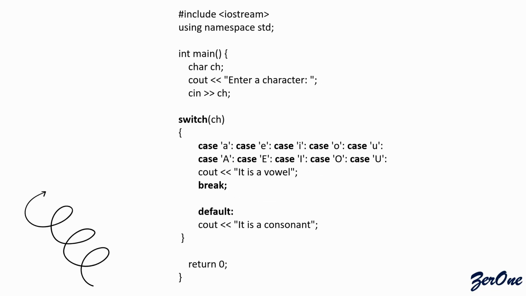This code takes a character input from the user and uses the switch statement to check if it's a vowel or consonant. The case labels use characters in single quotes, and multiple cases are grouped to handle both lowercase and uppercase vowels. If the input doesn't match any case, the default block prints that it's a consonant.